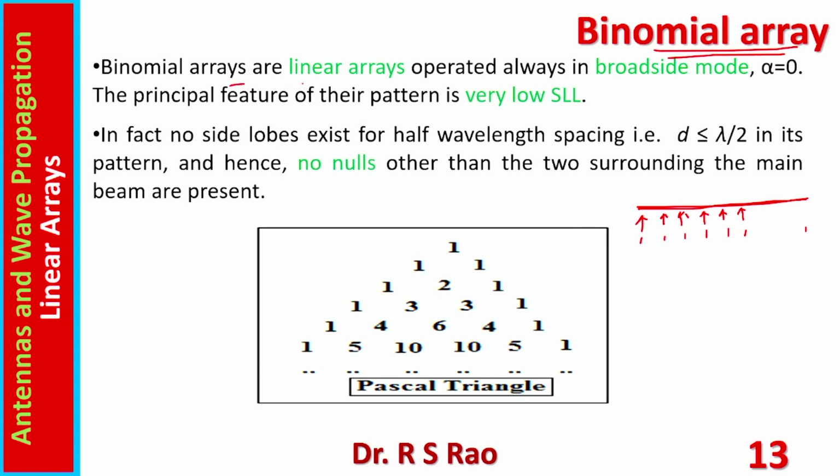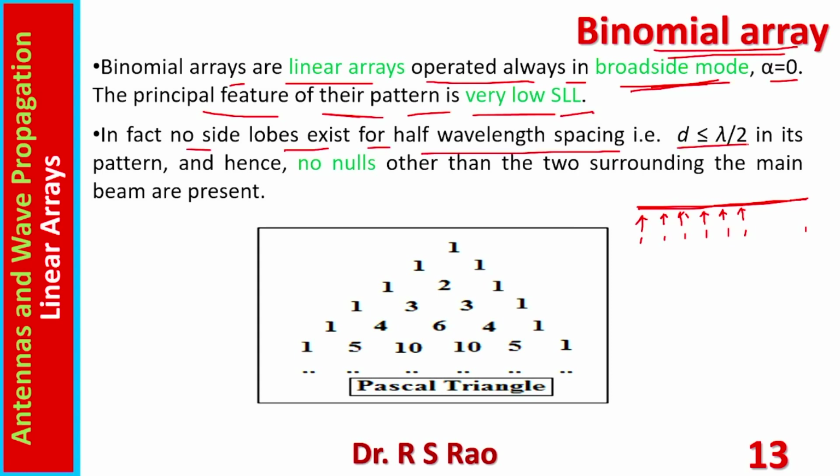Binomial arrays are linear arrays operated always in broadside mode, that is, alpha equal to 0. The principal feature of their pattern is very low side lobe level. In fact, no side lobes exist for half wavelength spacing, when d is less than or equal to lambda by 2, and hence no nulls other than the two surrounding the main beam are present. So it is a matter of low side lobe level or zero side lobe level.